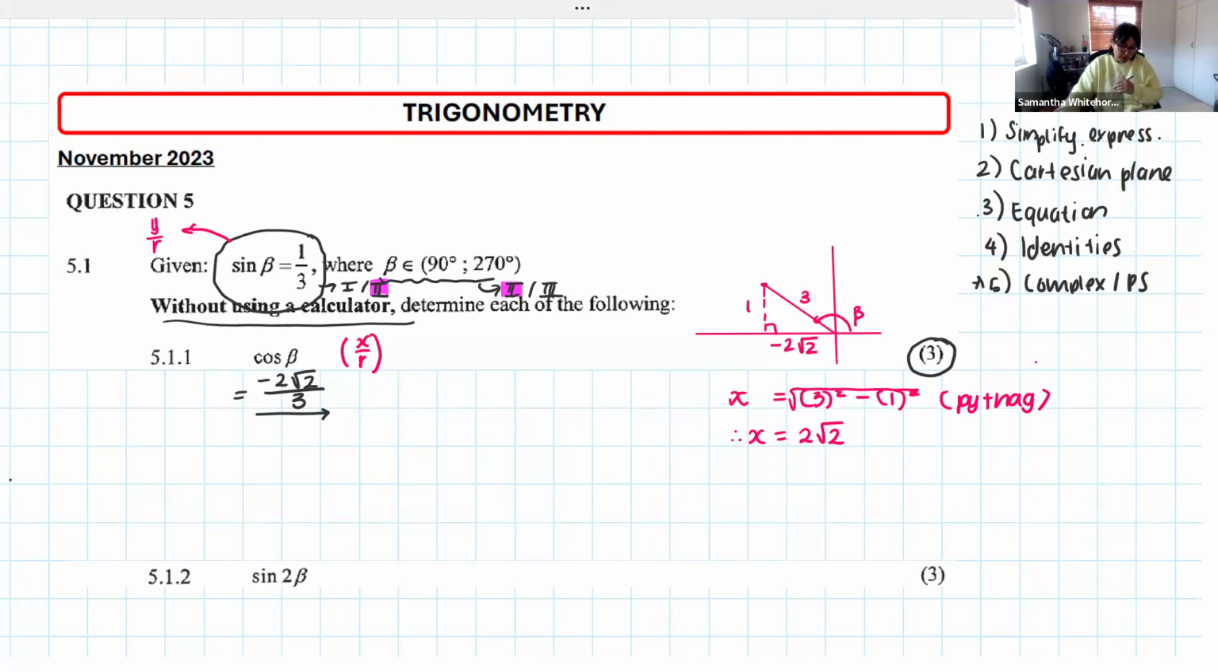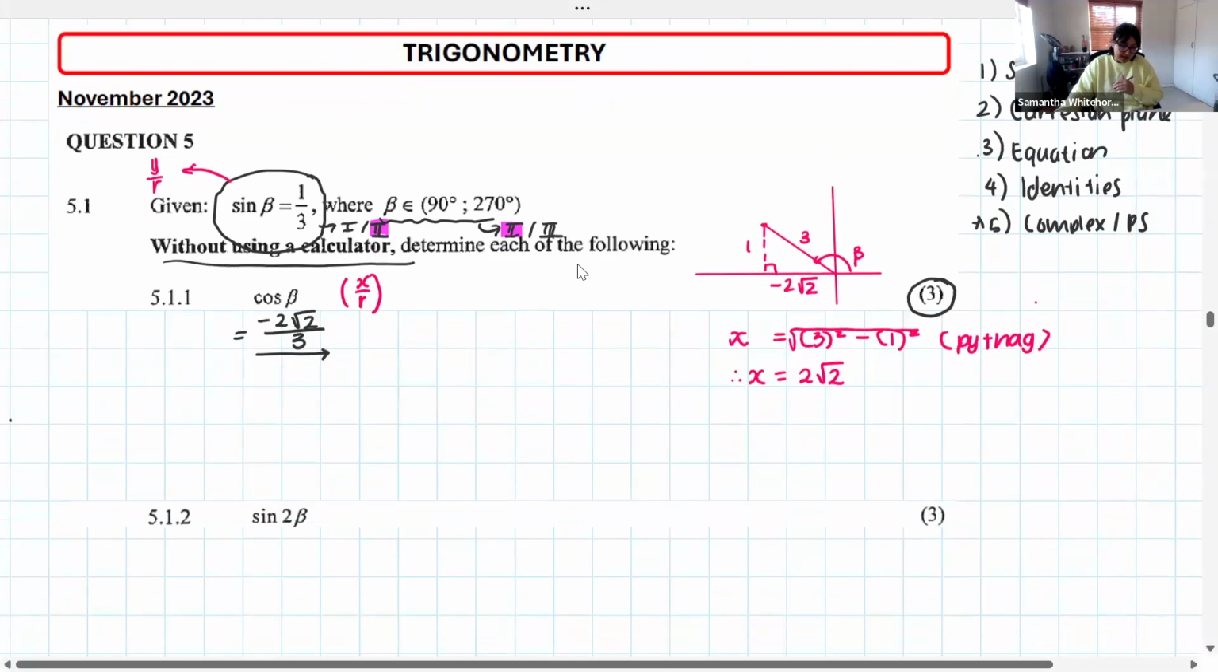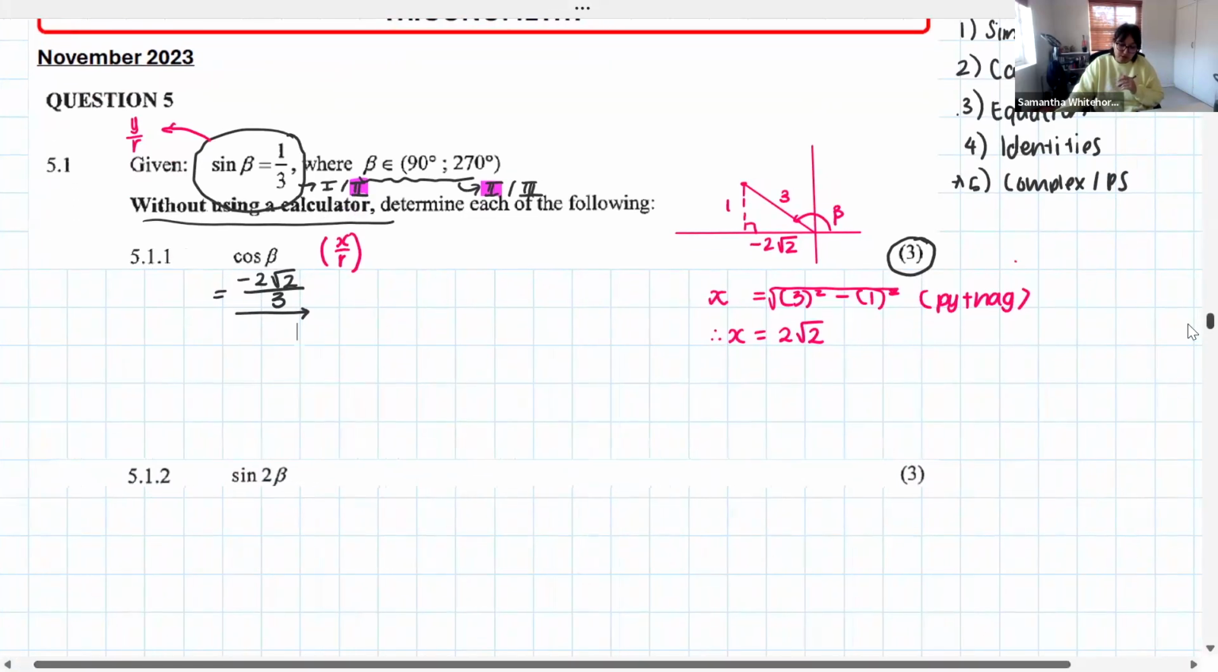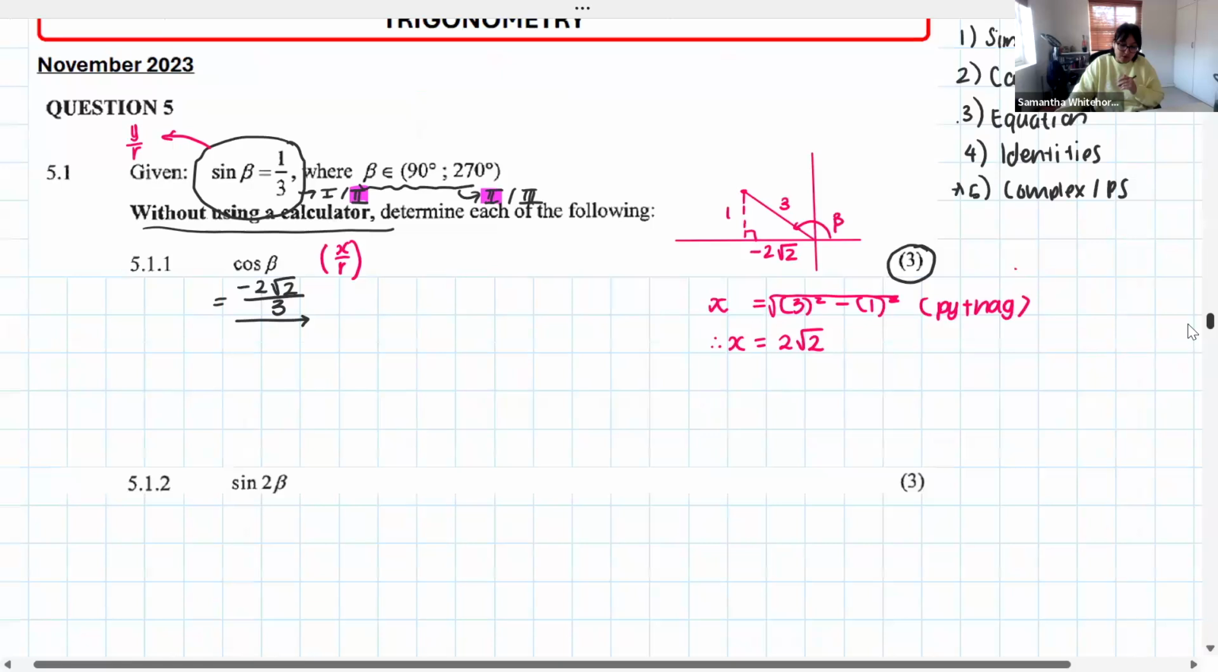So in the next question, we have been asked to find tan of 2 beta. Now, bear in mind, the angle that we were given in the question was just beta, not 2 beta. So no, you cannot just double a ratio.